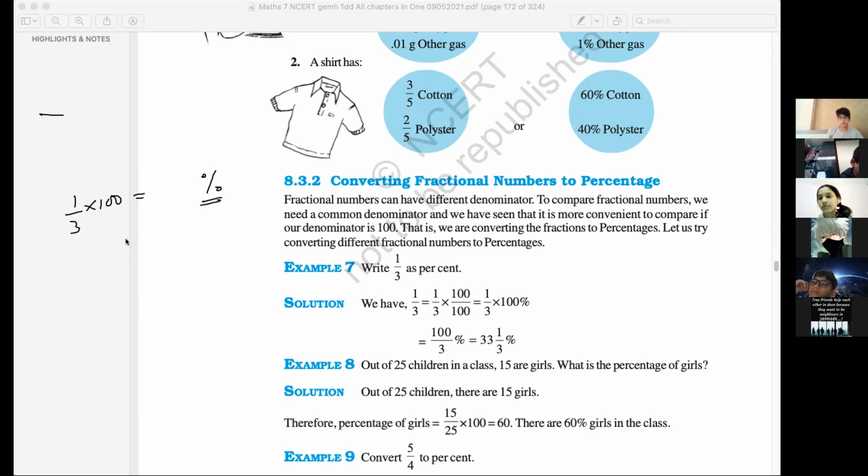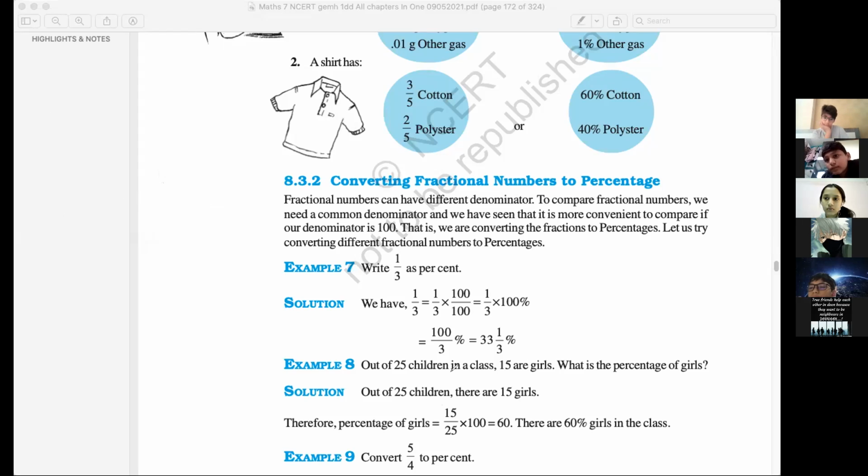Percentage. Okay. Am I clear now? No, ma'am, your voice was lagging. Ma'am, the answer will be 3.3 bar. Yes, it will be how much? 33.33 bar. Correct. That way you can get the answer.